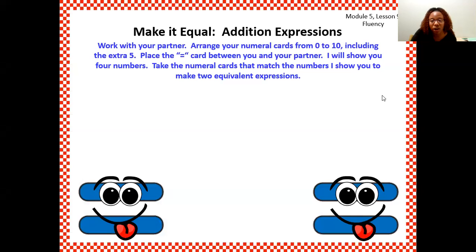We are going to work with making equal expressions. And they also are going to be addition expressions. So we know that we're going to add. What you will see on my screen is 4 numbers pop up. And using those 4 numbers, you will have to make an equal expression. We did this early on in our module, but we're going to do it again. And don't worry, I will do the first one for you so you can have an example.